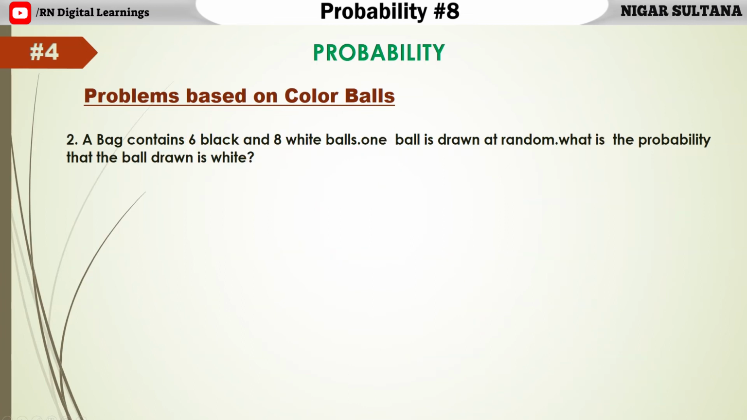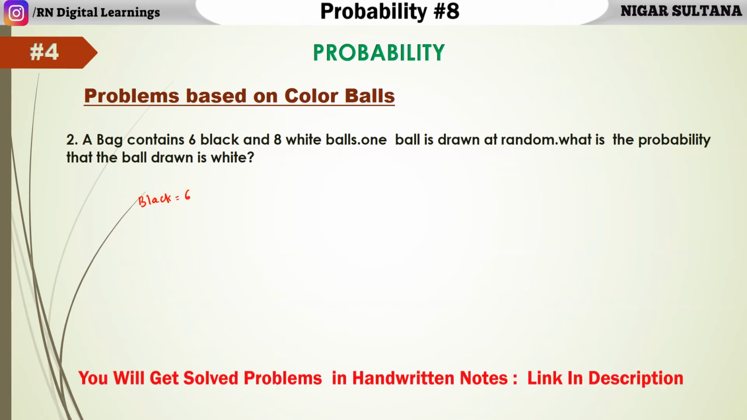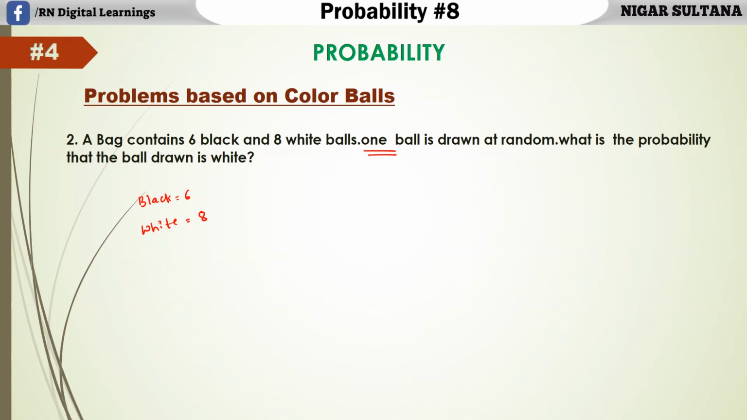Yes, next. A bag contains 6 black and 8 white balls. First, take down what has been given in this problem. So how many black are there? 6. How many white? 8. Right. Now, one ball has to be drawn at a time. It can be black or it can be white. And they have given the condition as the probability that the ball is white. We are not talking about black, we are talking only about the white here.